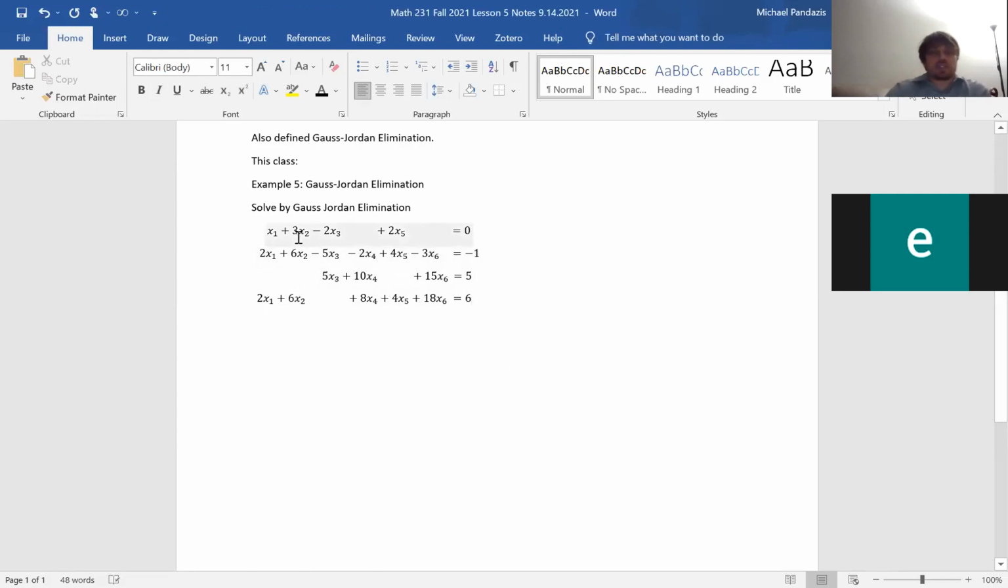What I'm doing is just lining everything up. You want the coefficients, the x1s, the x2s, the x3s, the x4s, the x5s, the x6s, the equal signs, the numbers, to line up. When you're writing it down by hand, this is easier to do. So this is the linear system that I wrote down.